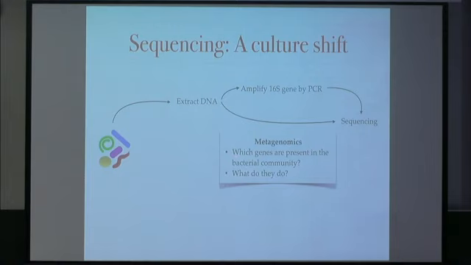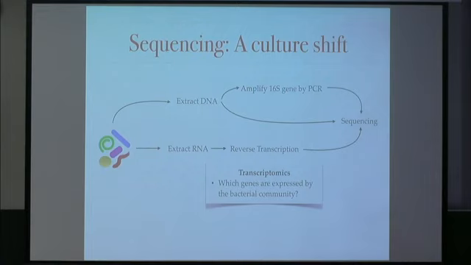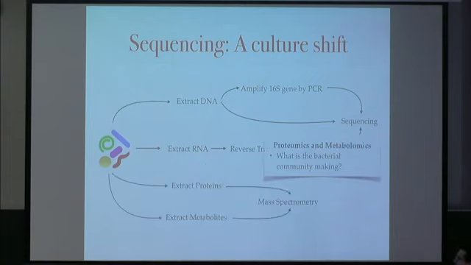You're getting information not only about which taxa or species are present, but which genes are present in the bacterial community and what they're doing. So this gives you a functional perspective of the microbial community. You can also extract the RNA from the cells, reverse transcribe it into DNA, and run it through a sequencing machine. And that tells you about which of these genes are being expressed, which is important because genes that are not expressed are kind of silent. They're not doing anything. That's called transcriptomics. So this tells you about which genes are expressed by the bacterial community.